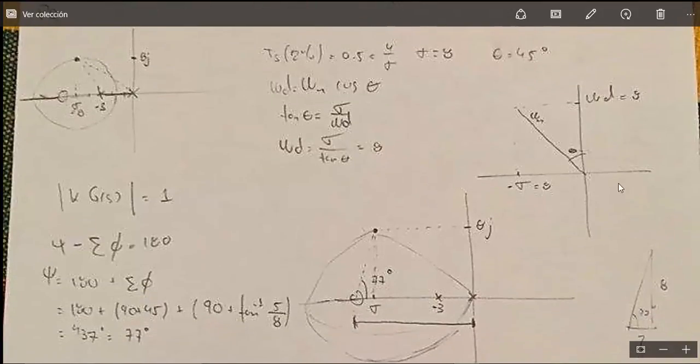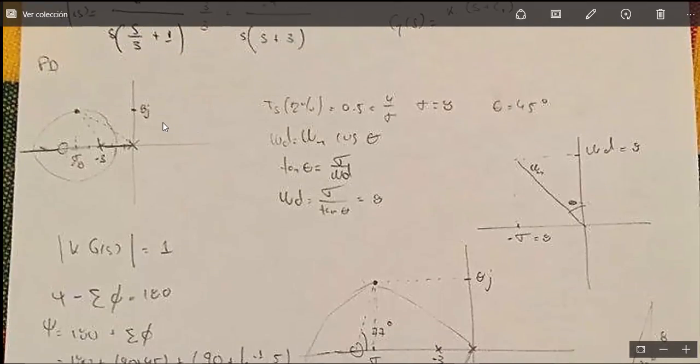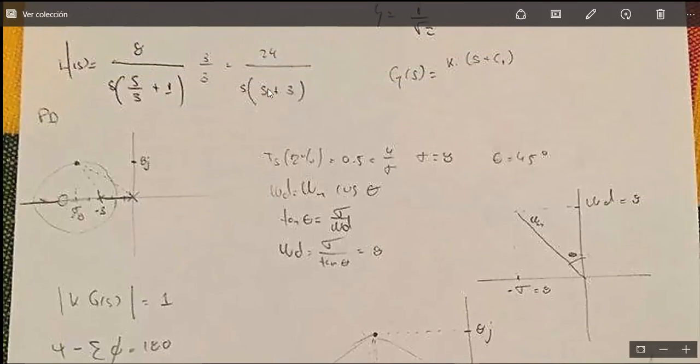After we have these values, we can draw the poles and the sigma and omega t on the axis. As we know, we have two poles, one in the origin and one in -3. So here is 1, here is 2, and we're going to look to reach a point on the root locus.